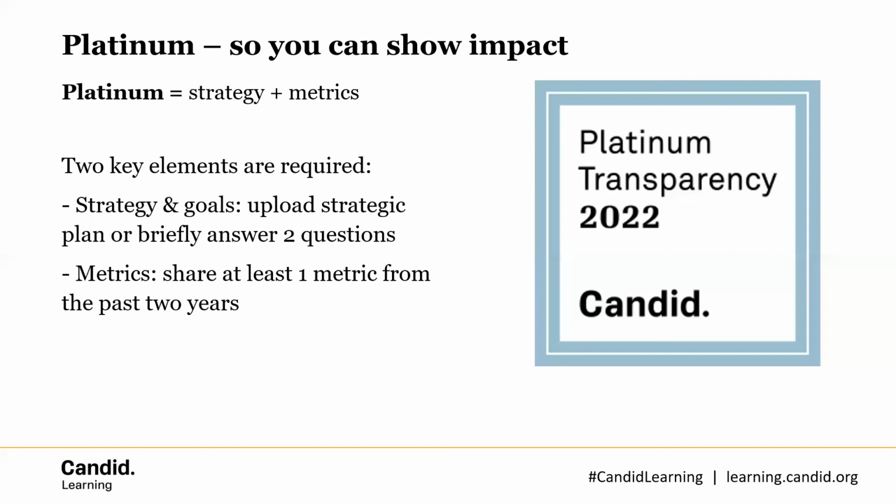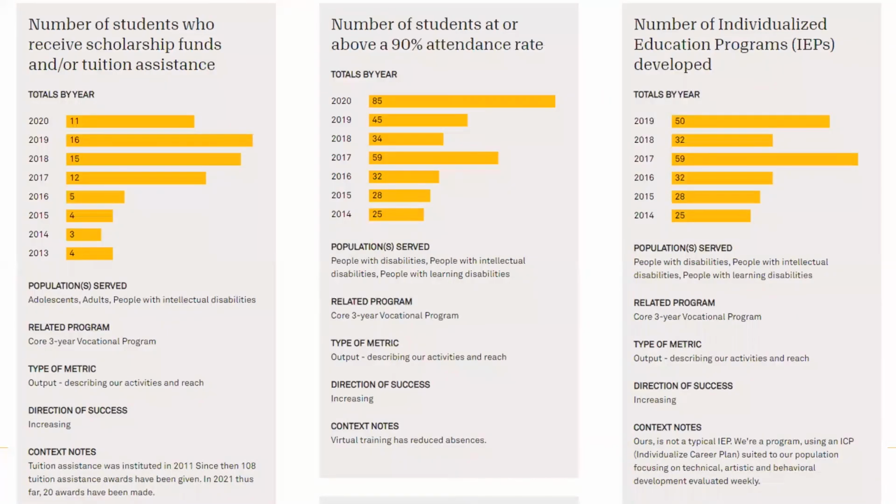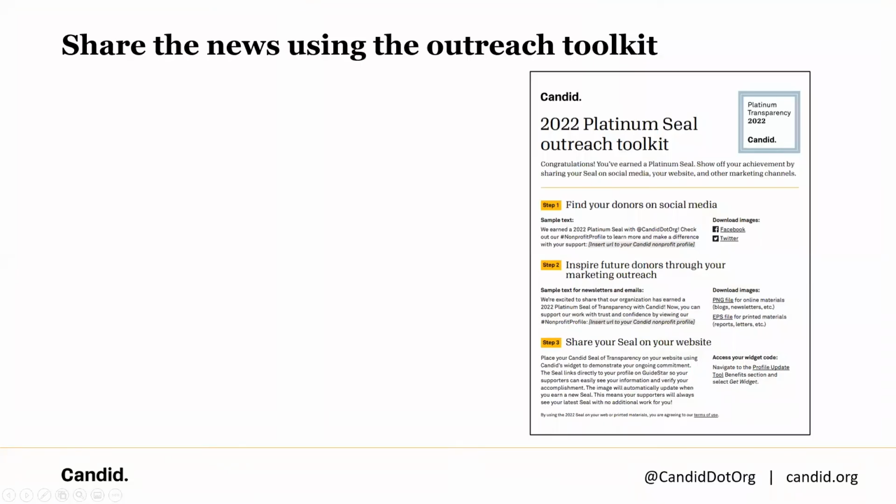You could include info on how the metric is related to a particular program, what the program is, and what population is served. We saw this in the profile earlier, but these are just some examples of data provided in a nonprofit's profile, detailing data related to one of their programs. So that's what Candid wants to see there for a platinum seal.